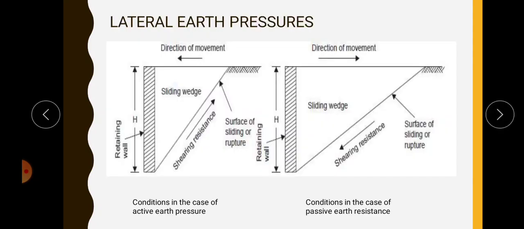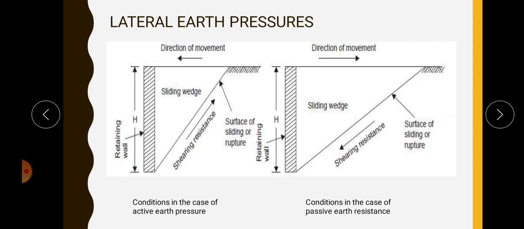So, the lateral earth pressure is mainly classified into three types. They are at rest earth pressure, active earth pressure and passive earth pressure. This retaining wall is used to hold back the soil mass. When it is holding back a soil mass or backfill, this backfill will exert a force on the retaining wall, that is known as earth pressure.